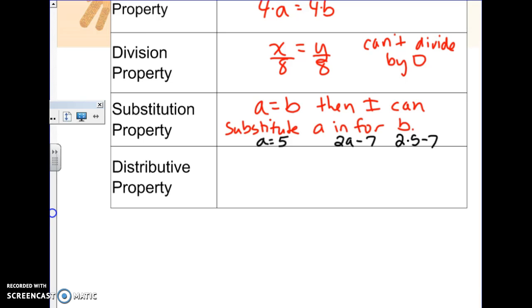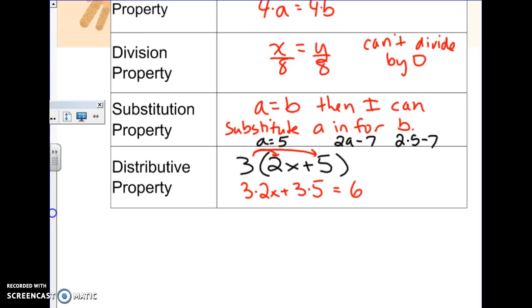And then lastly, we have the distributive property, which also I know that you guys are all very familiar with. And that says that if I have a number outside parentheses, maybe I've got something like 3 times 2x plus 5, then what I can do is multiply that 3 on both those terms, and I get 3 times 2x plus 3 times 5. And I can simplify that a little further and get 6x plus 15. All right, so distributive property says that those two things are going to be equal.